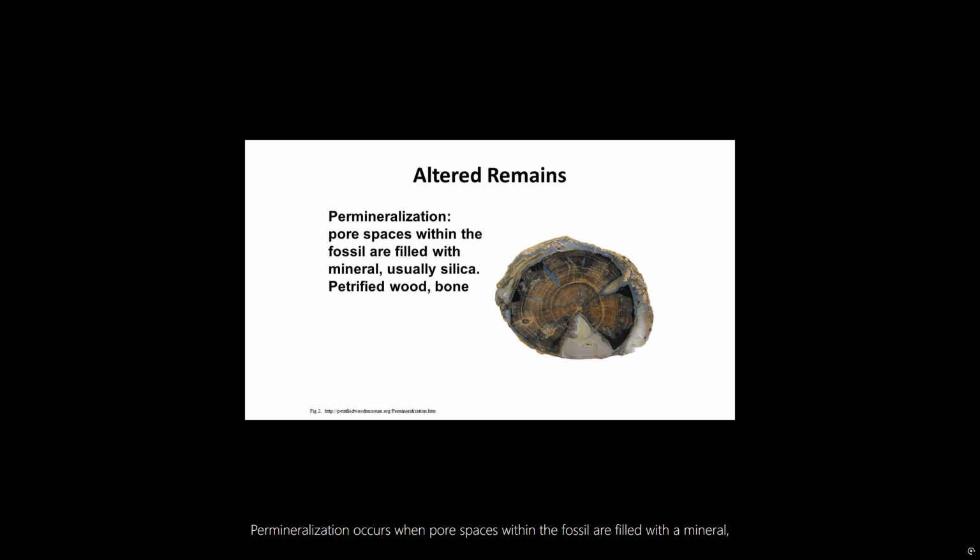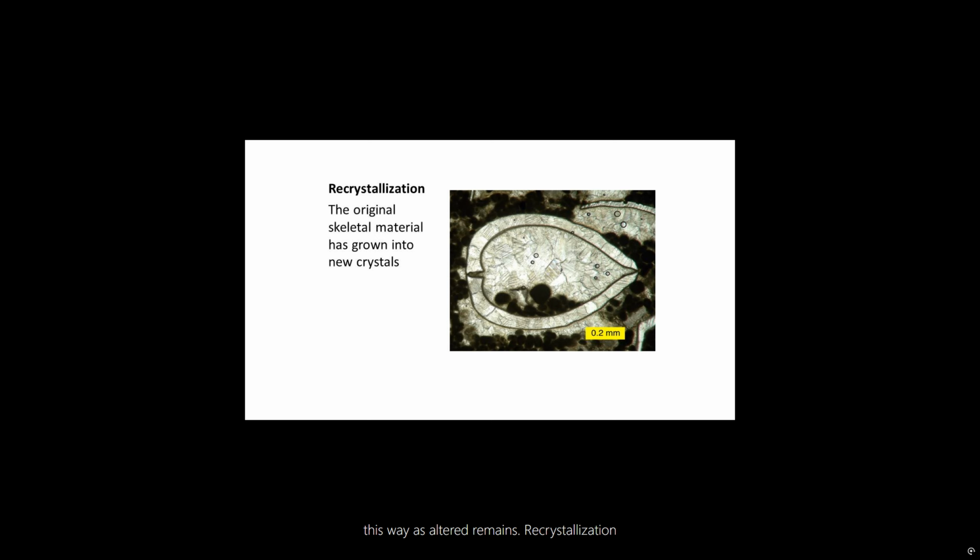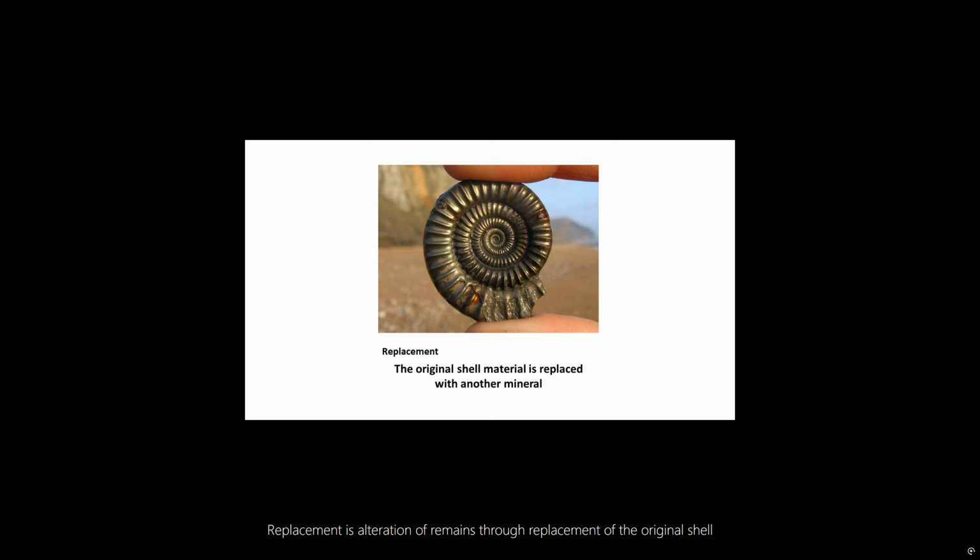Permineralization occurs when pore spaces within the fossil are filled with a mineral, usually silica. Petrified wood and bones are usually preserved this way as altered remains. Recrystallization is an alteration of the original material into new crystals. In this case, the shell material has altered from less stable aragonite to more stable calcite, which are both forms of the same mineral. Replacement is alteration of remains through replacement of the original shell material with another mineral. In this case, an ammonoid shell was replaced with the mineral pyrite, also known as fool's gold.